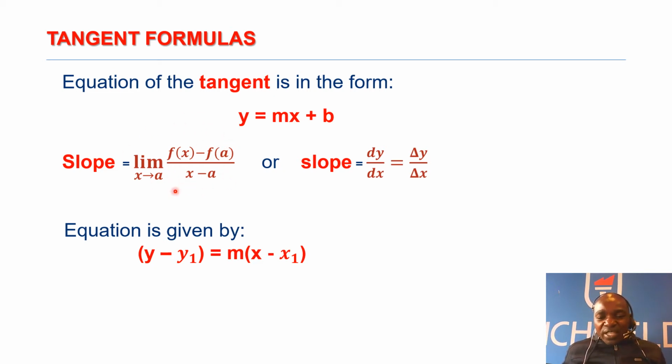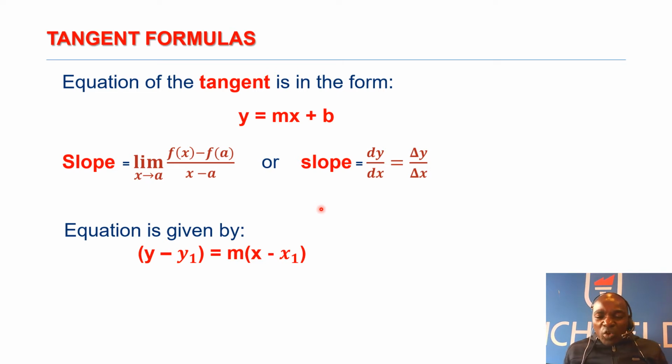When you solve this limit and substitute the value of x, you're going to get a slope. Sometimes we write this expression as dy over dx, which is the derivative. Or we can say a slope is simply a change in y over change in x.